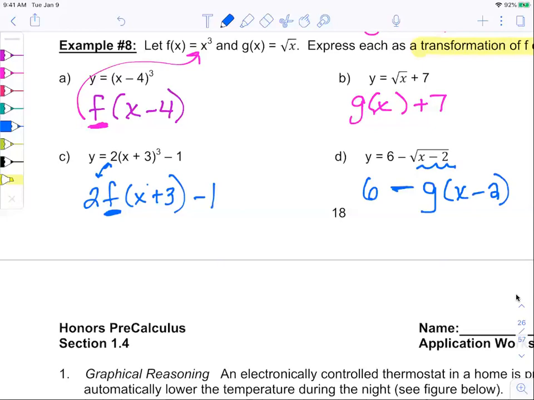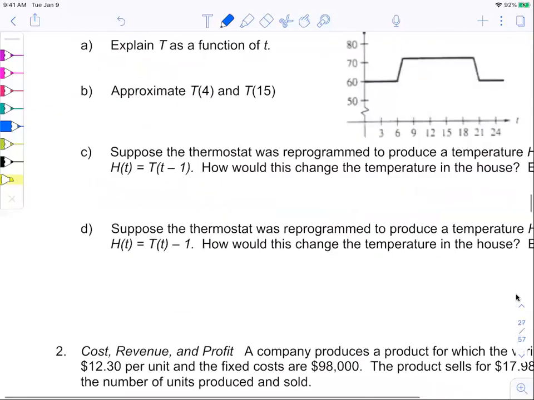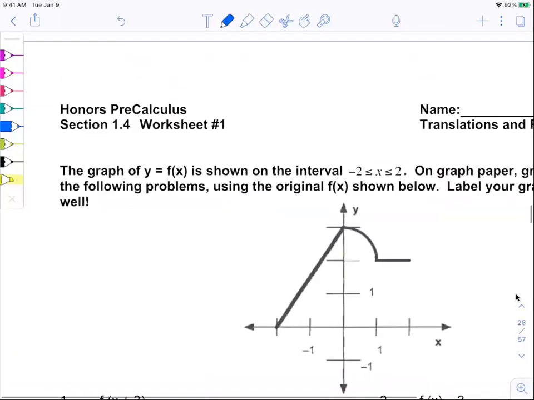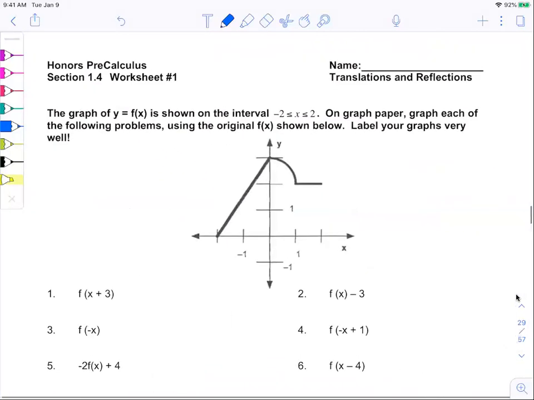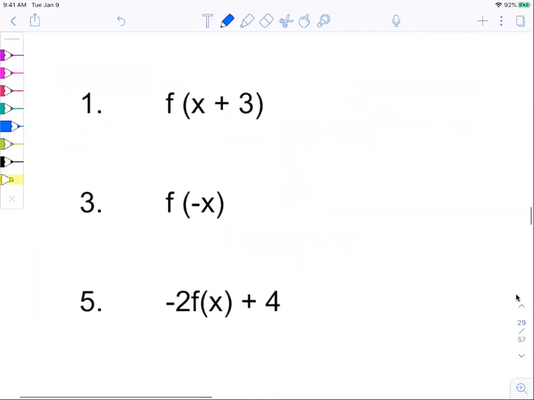So I just want to show you your worksheet, just so that you get an idea as to what you're looking at. I actually posted this worksheet separately on Google Classroom, and I put a graph with each one of them. So it's up to you if you want to use the worksheet that's in the packet, or the worksheet that's on Google Classroom. But again, the worksheet on Google Classroom has a graph right next to f of x plus 3.